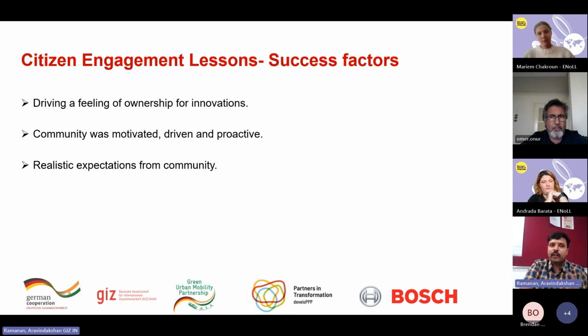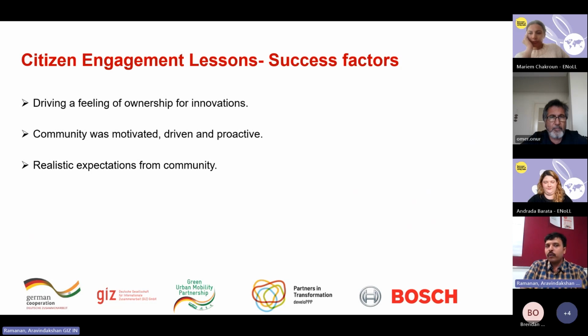We also drive a feeling of ownership for innovations with them. We don't impose on them, but we take inputs, as I told before, in a few of them. The advantage was that the community was already motivated, driven, and proactive. Whenever we hit roadblocks, for example, in safe routes to schools, where the schools were not responding, the community went and talked to the heads of the schools and solved the problem for us. So the community was driven and proactive, and it helped our case.